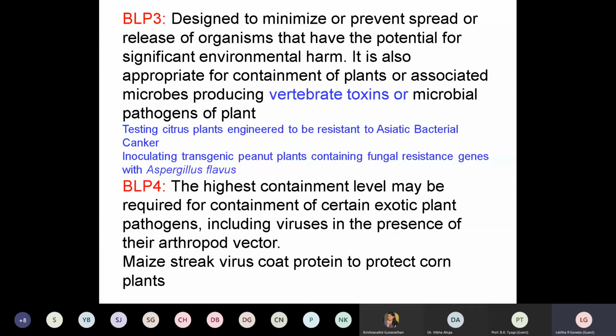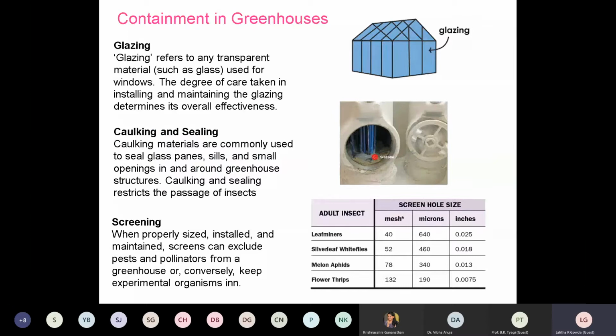So let us look at some of the containment requirements. One of the first requirements is glazing. What glazing means is that whatever you use to cover your greenhouse or containment facility should be absolutely proof. I mean, it should be stuck, with no air gaps. And it should maintain that glazing throughout the entire experiment. So different types of glazing material are available.